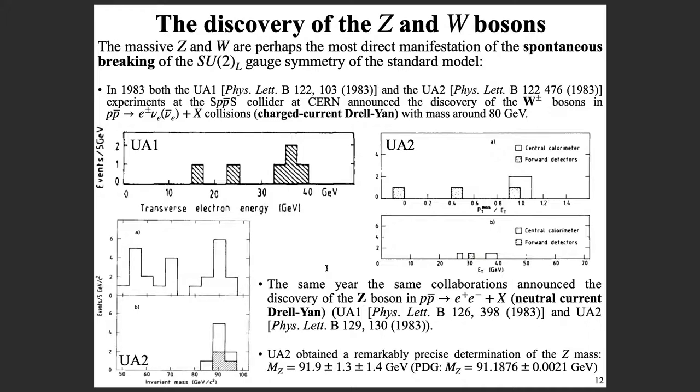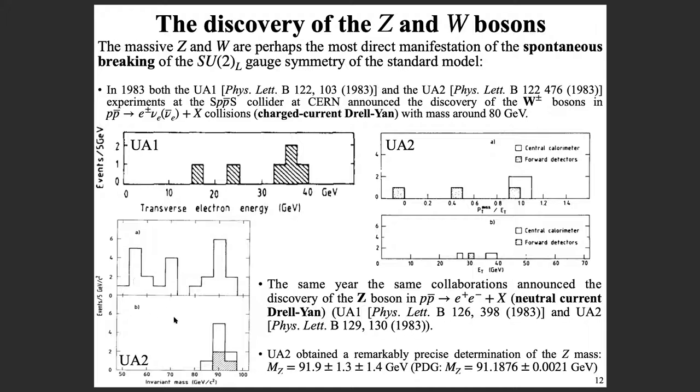The same year, the same collaborations published two other papers in which they also announced the discovery of the Z boson. This time the task was easier. This was again done in Drell-Yan neutral current, in which, as we have seen yesterday, you have p p-bar, and you have an intermediate Z that decays into e plus e minus. You just look at the invariant mass of e plus e minus. So this time you can actually detect both leptons. And then you should really see a peak around the mass of the Z. And this is exactly what both collaborations observed.